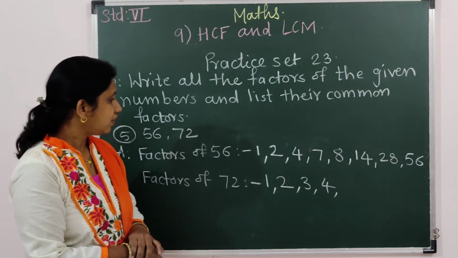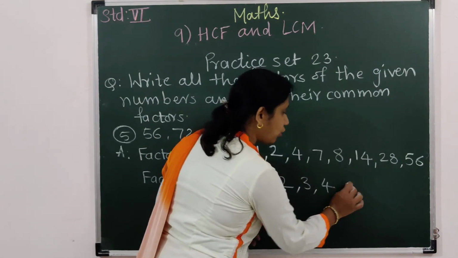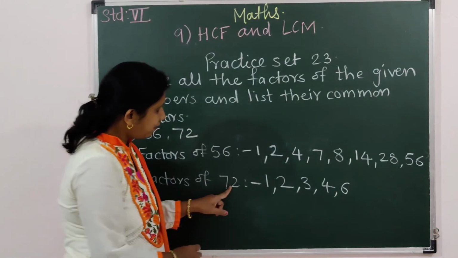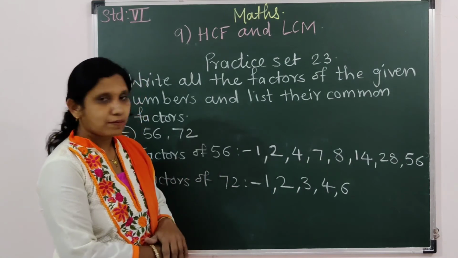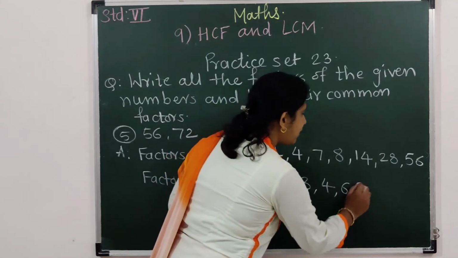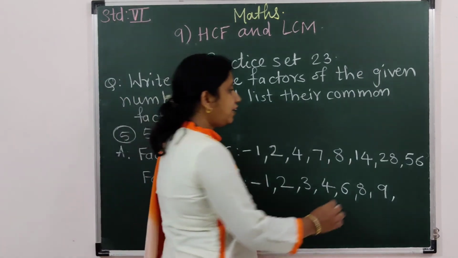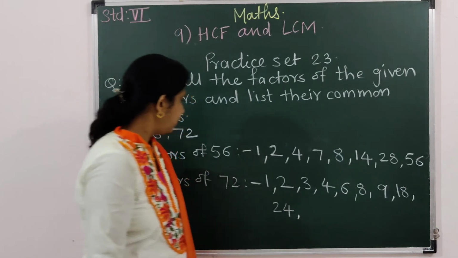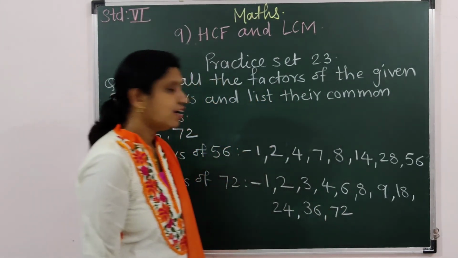Then 8 is in the table of 6 also, by 6 also it is divisible. 6 ones are 6, remainder will be 1, number becomes 12. So 6 twos are 12, your remainder will be 0, so it is divisible by 6 also. Then 8 nines are 72, 9 eights are 72, then 18, again it is divisible by 24. 36 twos are 72 and 72 ones are 72.